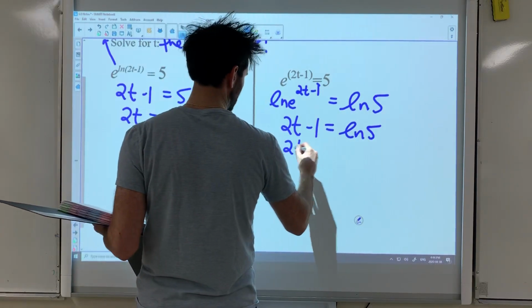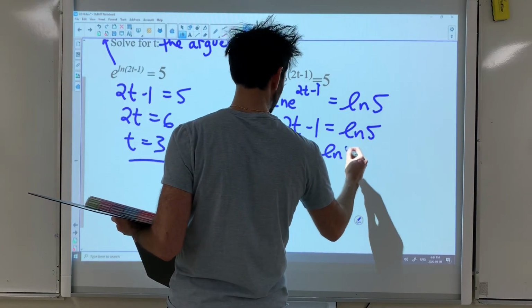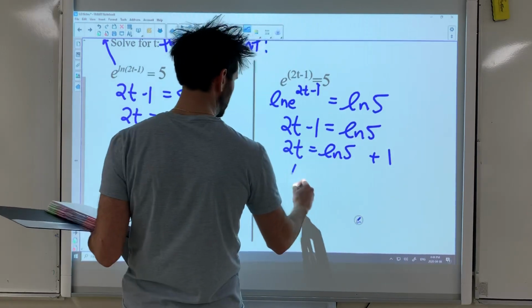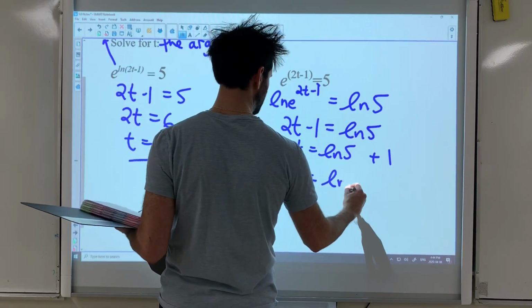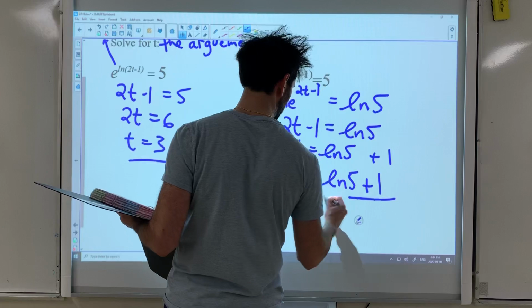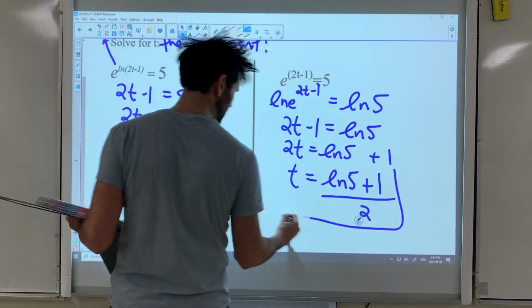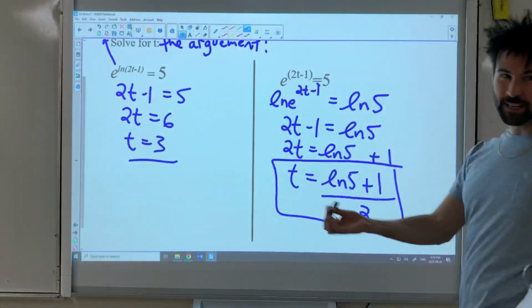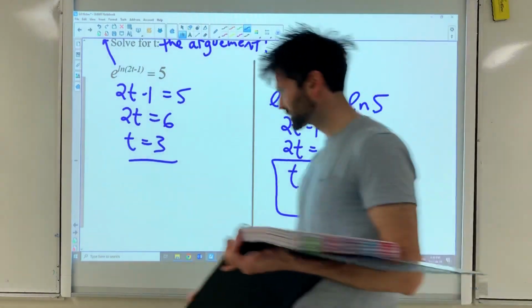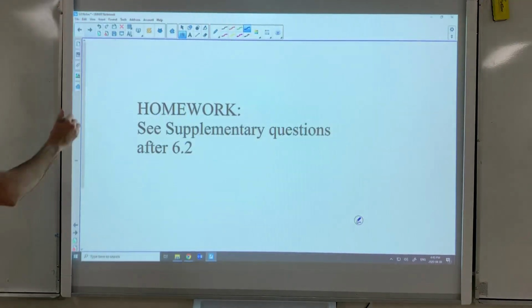Add 1 to both sides. So you get ln 5 plus 1. Divide by 2. So you get t equals ln 5 plus 1 all divided by 2. And yeah, it's ugly, but it's an answer. So we are trucking along, just dandy.